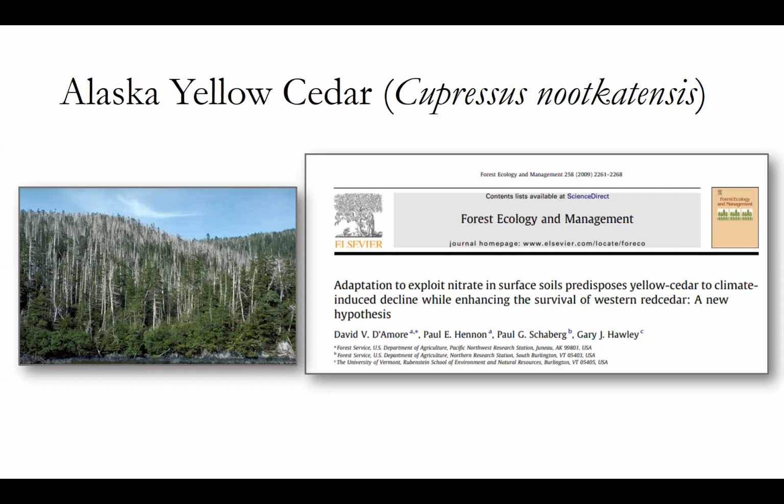So could this hypothesis for yellow cedar decline be applied to Western red cedar as well? Maybe. It would explain why we're seeing Western red cedar dieback in areas that appear to have plenty of water year-round, but obviously a lot of research still needs to be done.